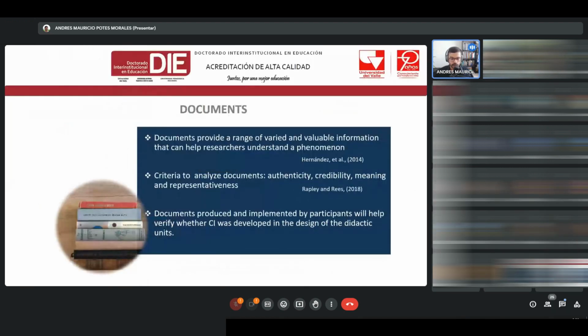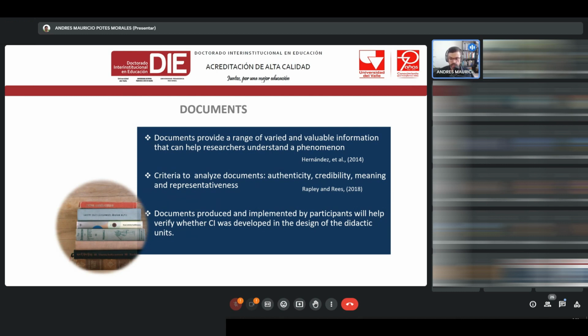Documents is the last instrument that I will implement in this research. Documents provide a range of varied and valuable information that can help researchers understand a phenomenon. Criteria to analyze documents are authenticity, credibility, meaning, and representativeness. So I will gather data from the didactic and pedagogical documents used and elaborated by the teachers in the workshops and used during the implementation stage of the study.